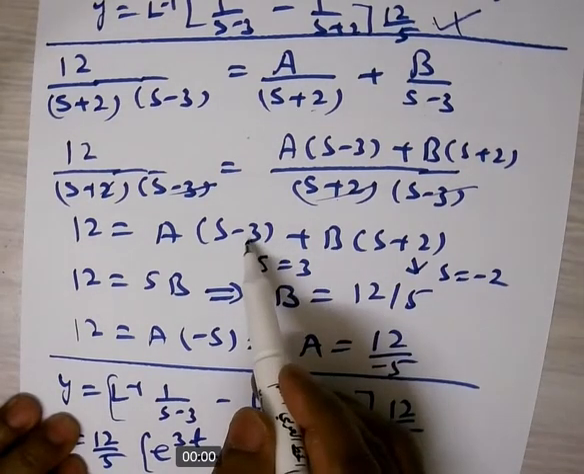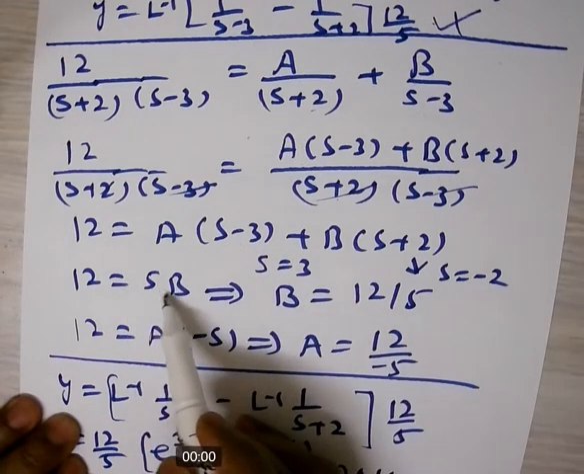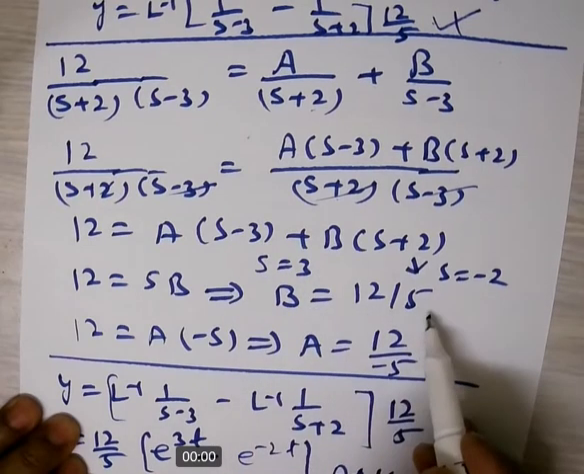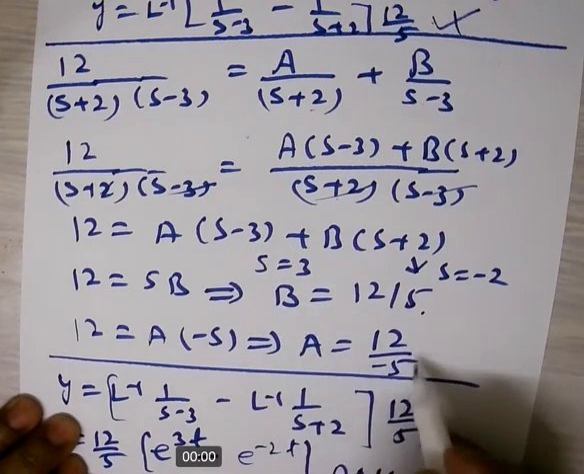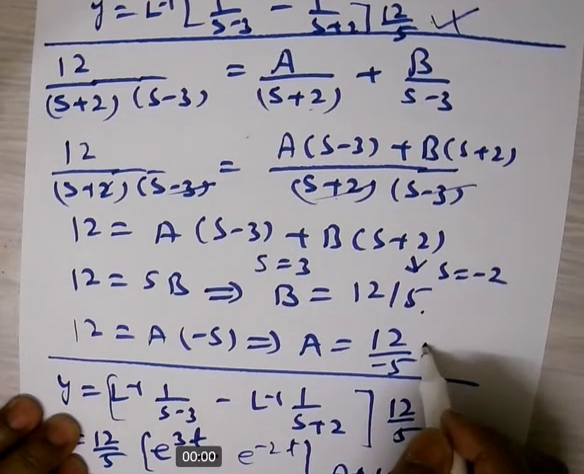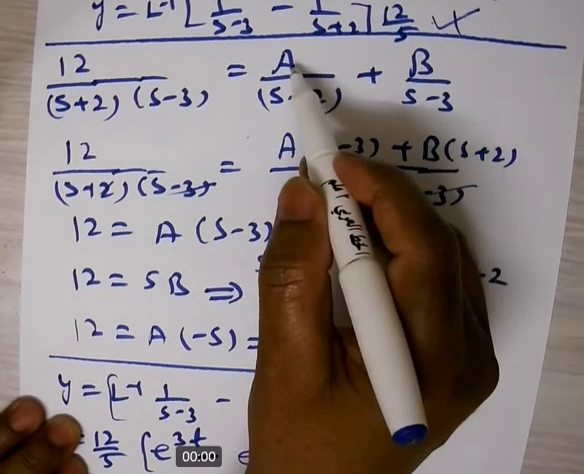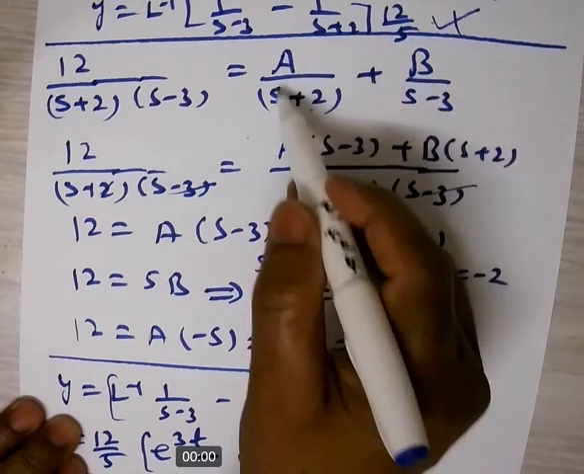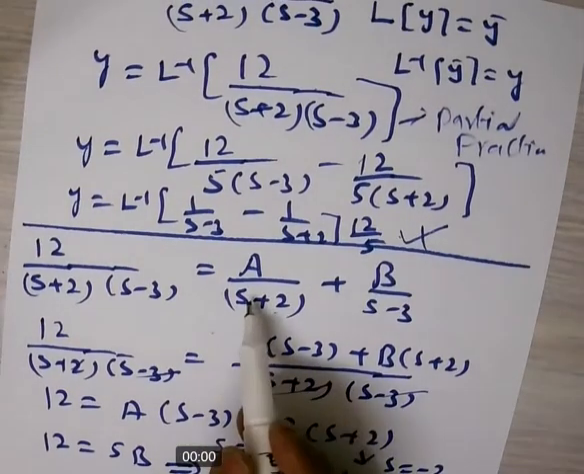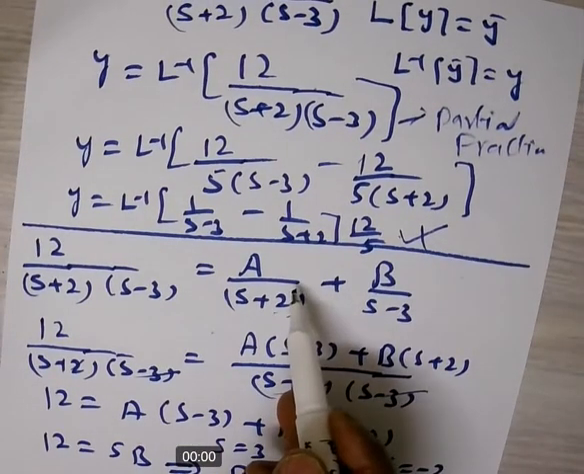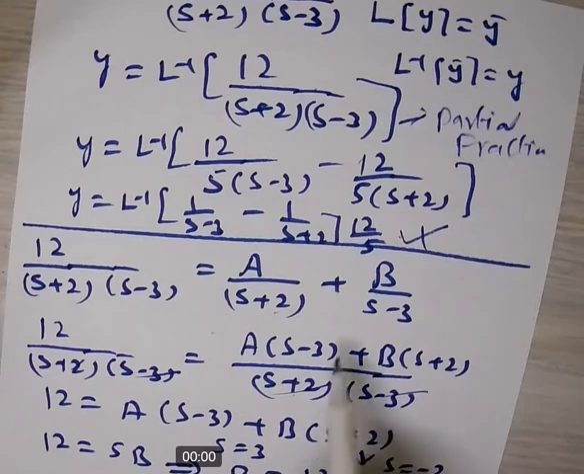When you replace s equal to 3, this becomes 0. So 12 equals b times 5, so b is equal to 12 by 5. Now when you replace s is equal to minus 2, this cancels and a is equal to 12 divided by minus 5. Now write the values of a and b: I found 12 divided by 5 times (s minus 3) minus 12 divided by 5 times (s plus 2). Why am I writing minus first, then plus?